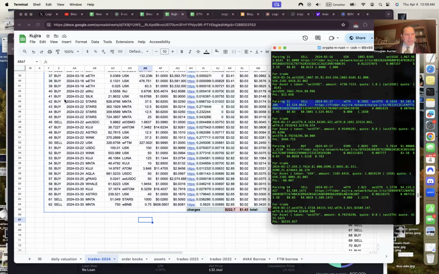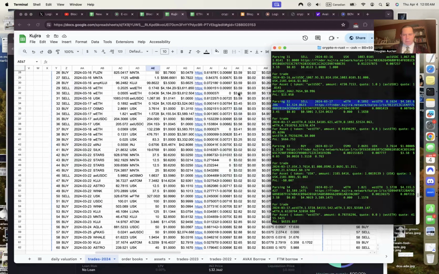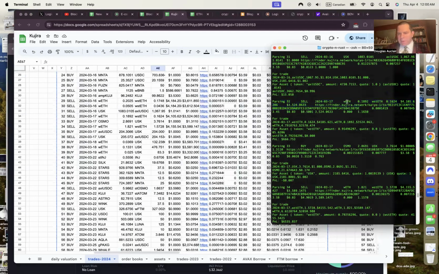So it's parsing line 32. And it says it's a sell order. I sold, I'm sorry, I got ETH for selling wrapped staked ETH. And it gives me the transaction ID, which I recorded, and additional information. And then it does its computation. It says for that trade on the 17th, I traded 0.1 wrapped staked ETH at approximately $4,000 per for 0.18 ETH at $3,500 per.